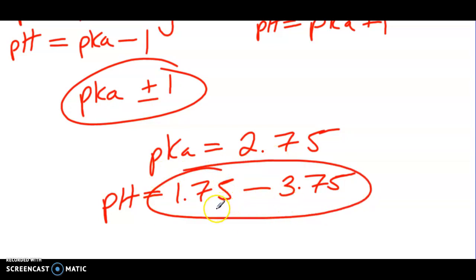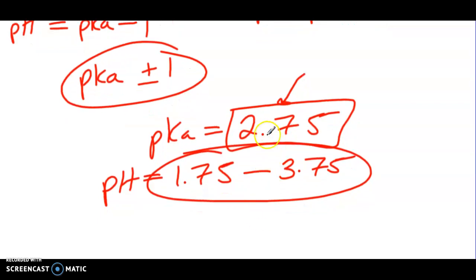What that means is if it were to go below that value or above this value, you are no longer in the buffering range of that buffer. Outside of that range, you will have a drastic change in the pH. Ideally, you would have a ratio of 1. Remember, when the ratio is exactly 1, the pH equals your pKa because the log of 1 is 0, which is dead in the middle of this.